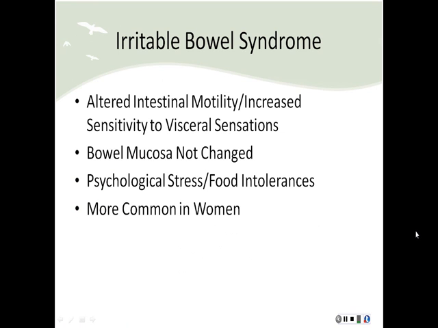So irritable bowel syndrome, or IBS, is an altered intestinal motility where it's increased, and there is increased sensitivity to visceral sensations. With this, the bowel mucosa are not changed or damaged. With IBS, there are times when the contractions are violent and last a long time, causing diarrhea, or there's no contraction at all, causing constipation. Because the contractions are disorderly, IBS can involve a combination of diarrhea and constipation, or just one or the other.